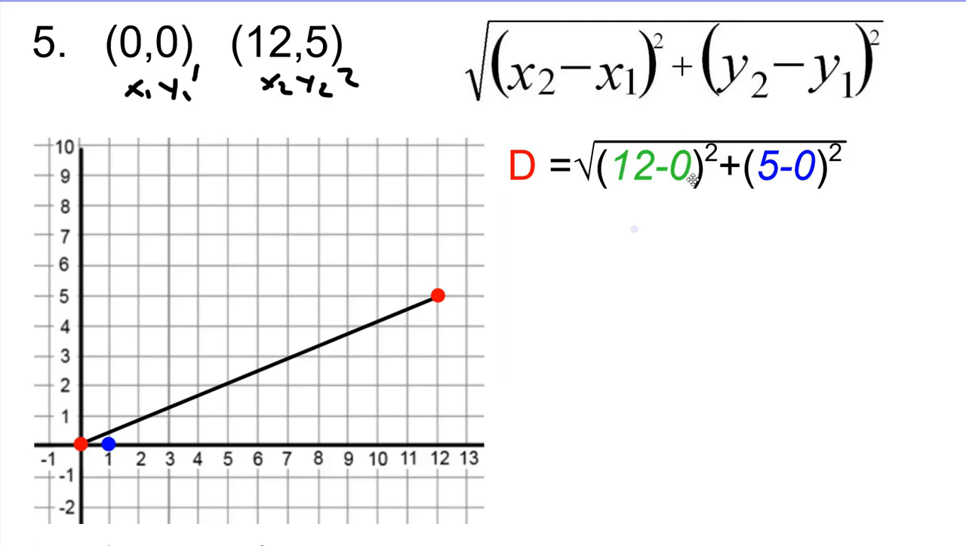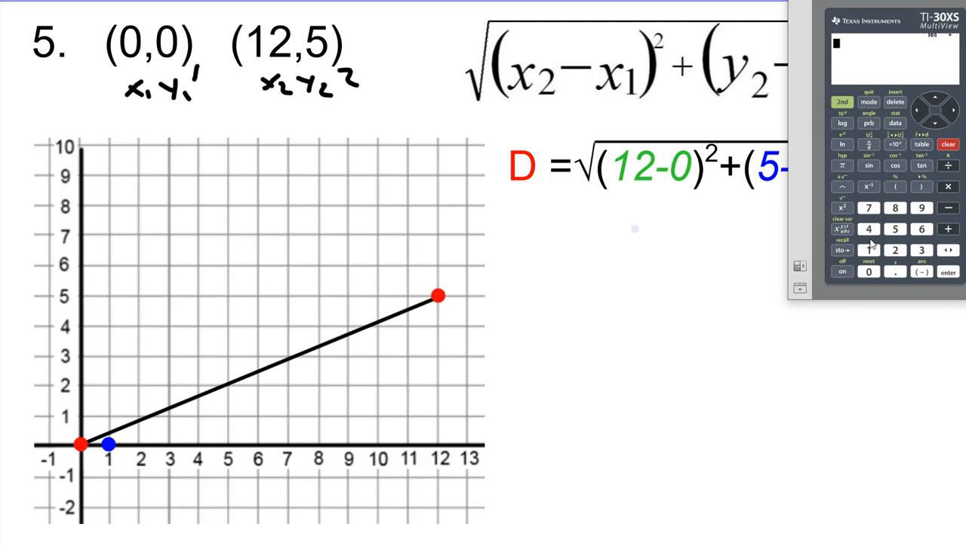So it's 12 squared and 5 squared. And you can just put that straight in your calculator as well. So we're going to do 12 squared plus 5 squared. And then we can take the square root of that, which is going to give us a diameter of 13.